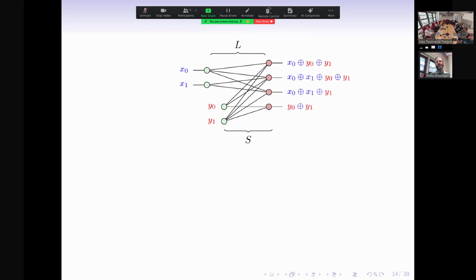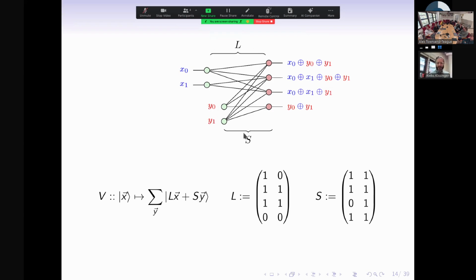So it generalizes the unitary case. I have two kinds of variables now. I have these input variables, and I also have these non-input variables. And then I have two adjacency matrices that describe them. I'm somewhat evocatively calling these L and S, for logical and stabilizer.